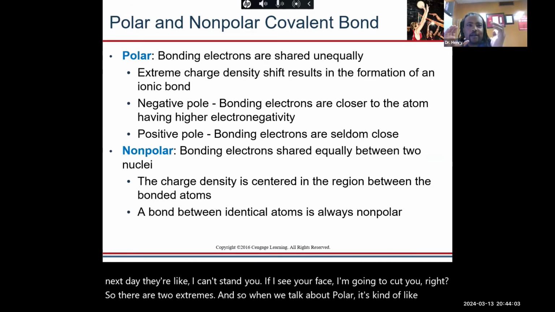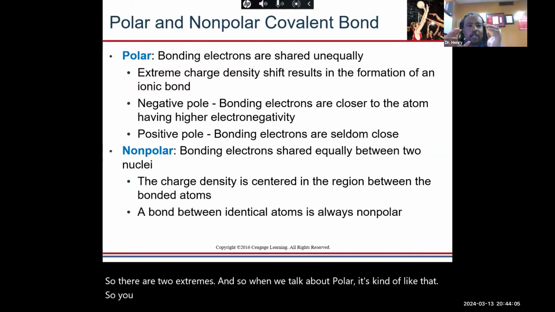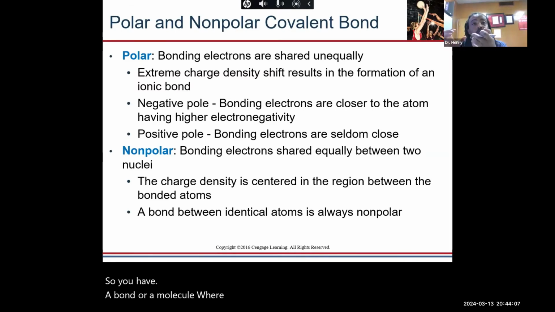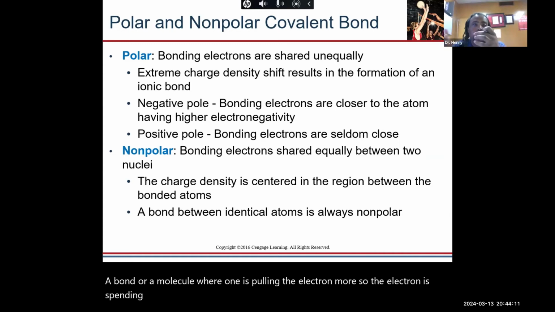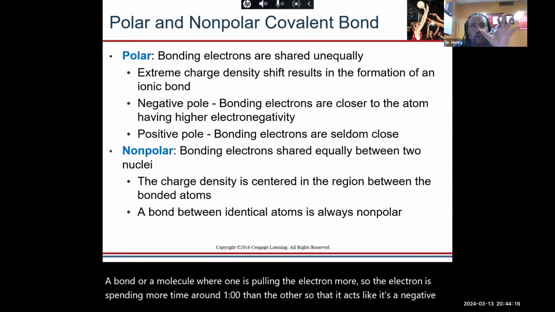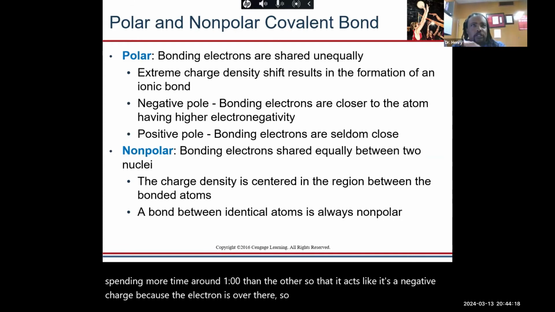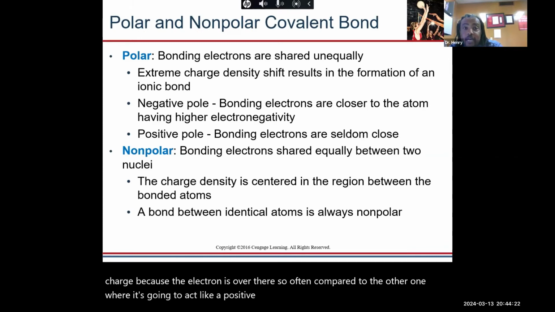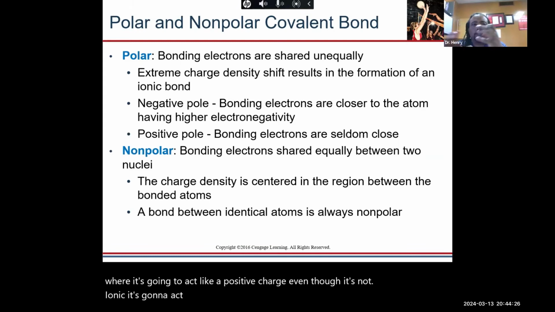So you have a bond or a molecule where one is pulling the electron more. So the electron is spending more time around one than the other, so that it acts like it's a negative charge because the electron is over there so often, compared to the other one where it's going to act like a positive charge. Even though it's not ionic, it's going to act that way because the electron spends more time on one side than the other. And I'll show you that.